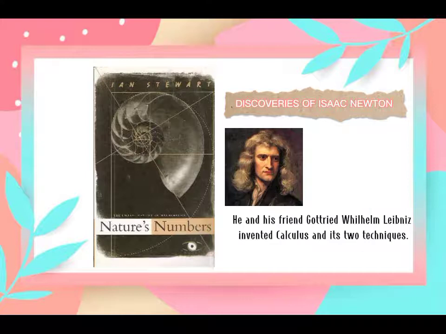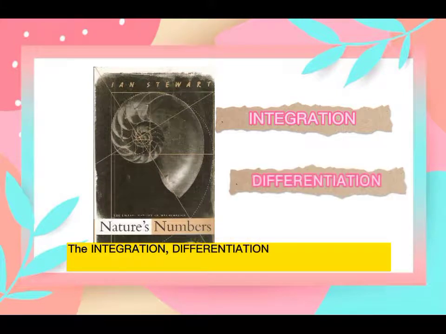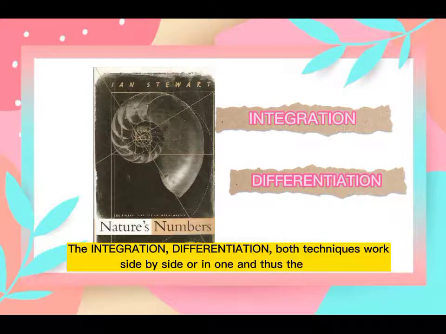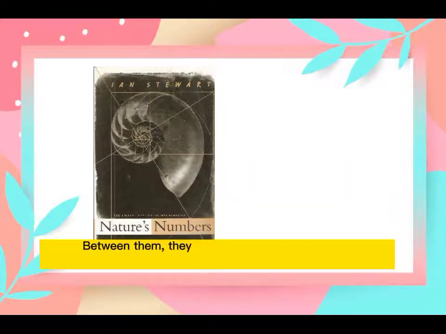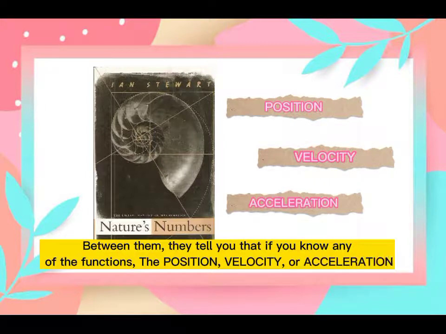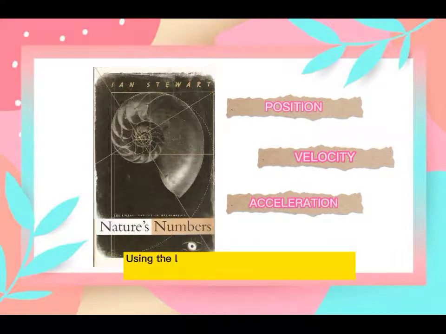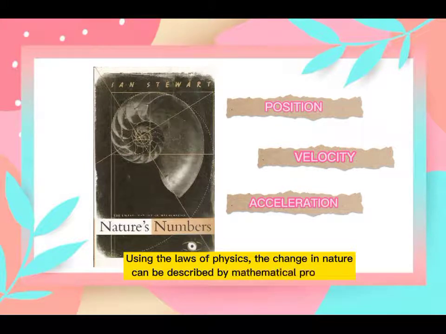gravitation. He and his friend Gottfried Wilhelm Leibniz invented calculus and its two techniques, integration and differentiation. Both techniques work side by side, one undoing the other. Between them, they tell you that if you know any of the functions, the position, velocity, or acceleration, at every instant, then you can work out the other two. Using the laws of physics, the change in nature can be described by mathematical processes.